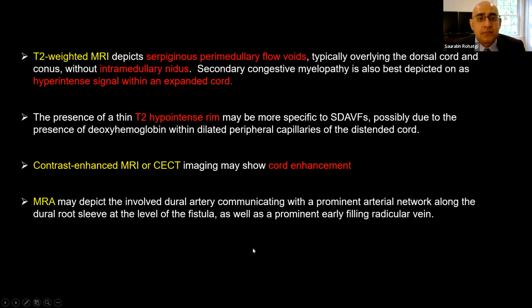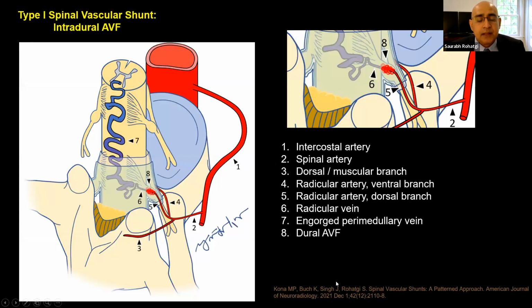T2 weighted images show serpiginous flow voids and sometimes a T2 hyperintense rim, but you may or may not see it, and you will have variable contrast enhancement. MRA is usually reserved to evaluate for the level of the fistula in case surgery or intervention is planned. These are schematic diagrams of a type 1 intradural AVF, where you see the connection between the artery and vein adjacent to the nerve.